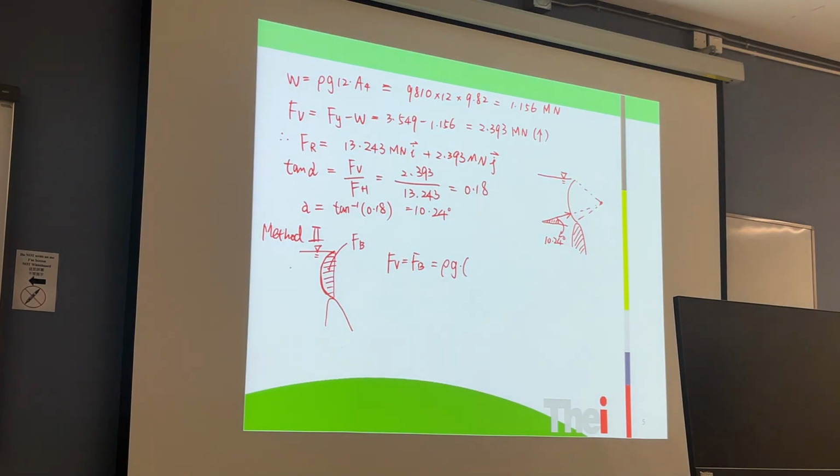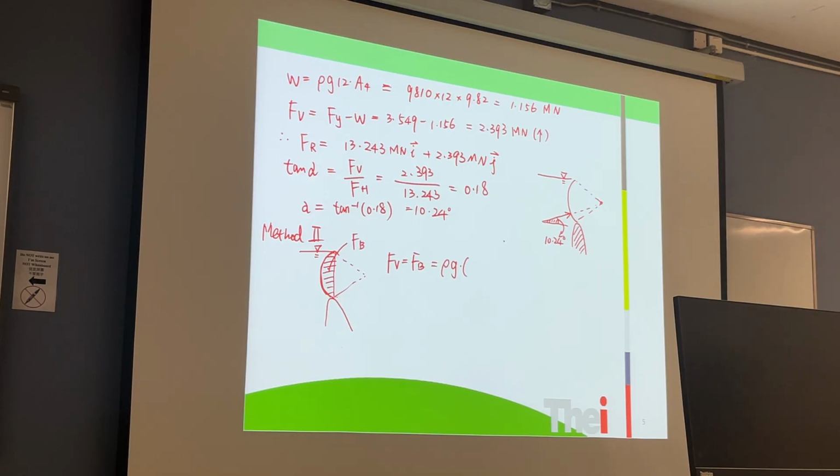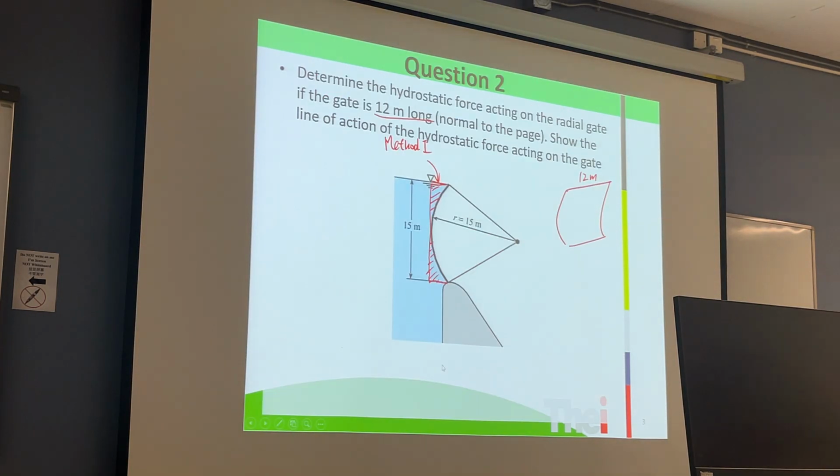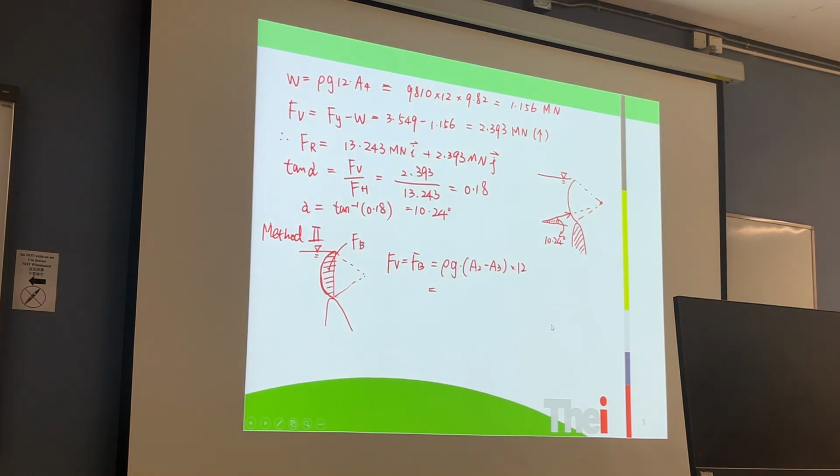This area is similar to the previous one: A2 subtract A3, times the length. A2 subtract A3 times 12 meters. Alright? A2 subtract A3 is to find out this shape.